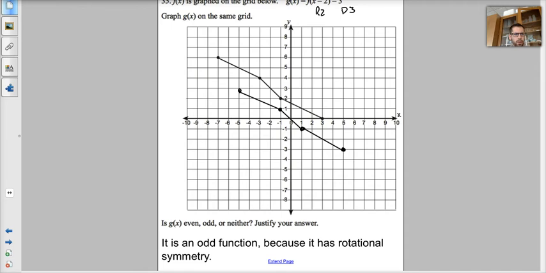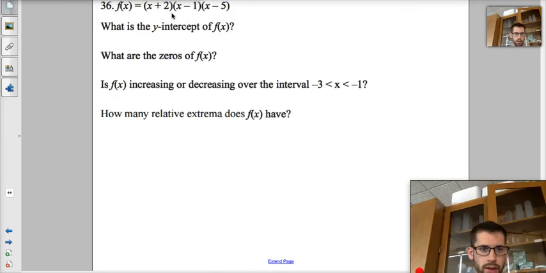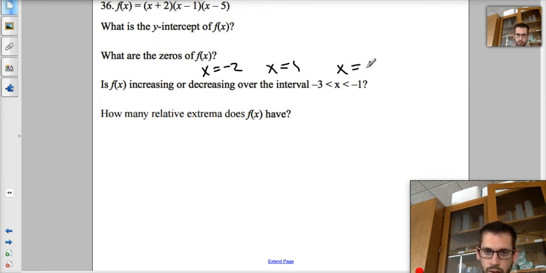Let's say that, okay. All right, so it is asking me what is the y-intercept, zeros, increasing over an interval, relative extrema. Okay, let's graph this thing. Some of them I can do pretty easily. I know the zeros, I just have to flip these signs, right? So the zeros are x equals negative 2, x equals 1, and x equals 5.